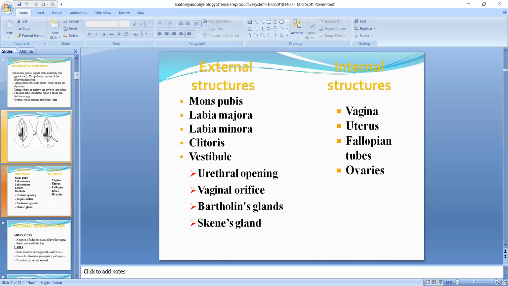So the external structures are: mons pubis, labia majora, labia minora, clitoris, and vestibule. And in the vestibule, there are some openings, that is the urethral and vaginal opening, and some glands located inside and outside the vestibule, that is the Bartholin glands and Skene's glands. In the internal structure, the vaginal orifice is connected to the vagina, and to the uterus, fallopian tubes, and ovaries.